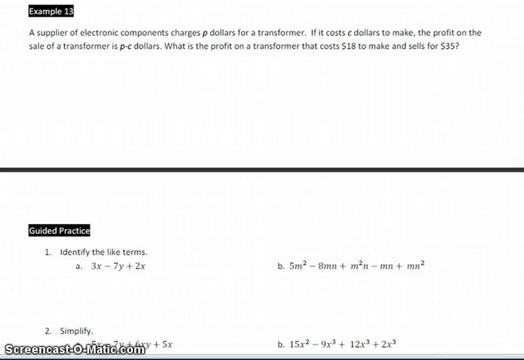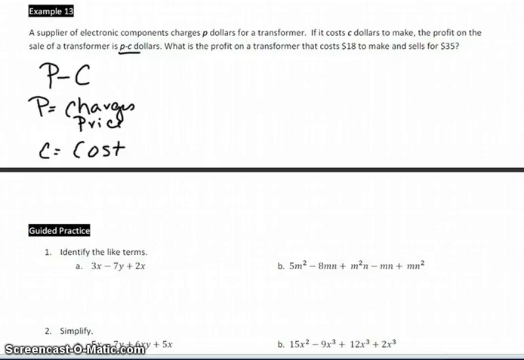A supplier of electronic components charges P dollars for the transformer. It costs C dollars to make. The profit of the sale of the transformer is P minus C. So there's my expression to determine profit. I've got P minus C, where P is how much he charges for it, or the price, and C is the cost to make it.